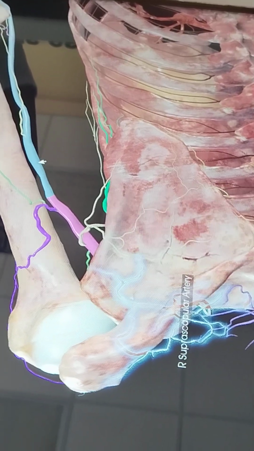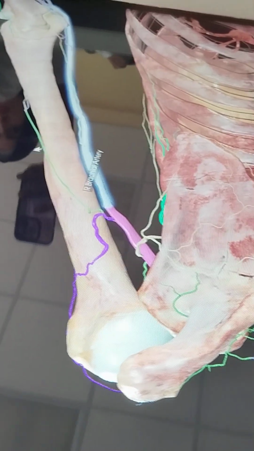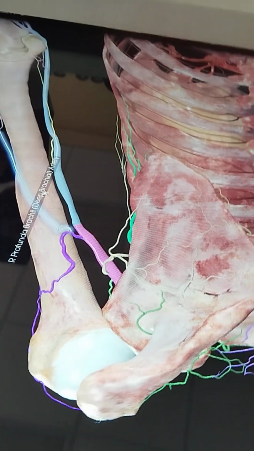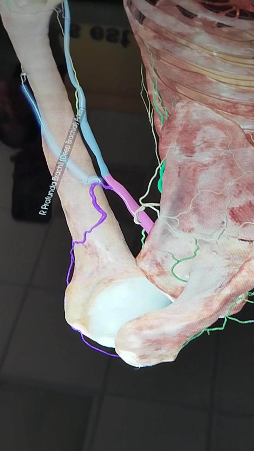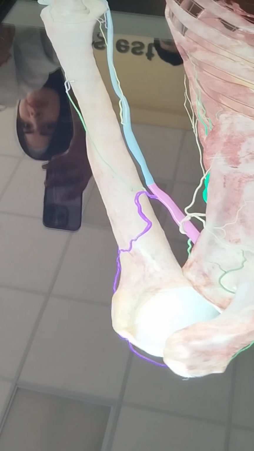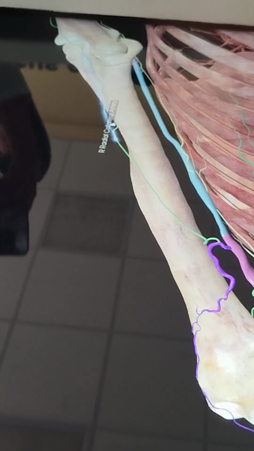And now, this blue color, that is brachial, arteria brachialis, and brachial artery gives deep brachial artery, arteria profunda brachii, and deep brachial artery goes into the musculospiral canal, and subdivides into two terminal branches, arteria collateralis media, and another is arteria collateralis radialis, this one. This is medial collateral, and this is radial collateral.